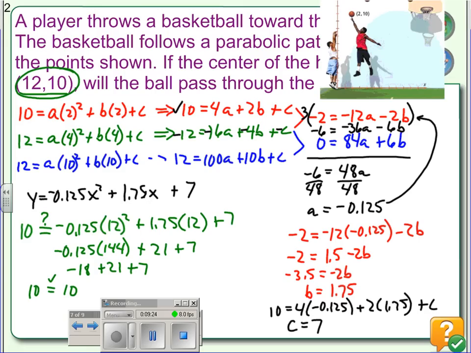And since the ball will pass through the point 12, 10, then we know the ball will go through the hoop. So the answer is yes, the player scores. That's the end of this lesson.